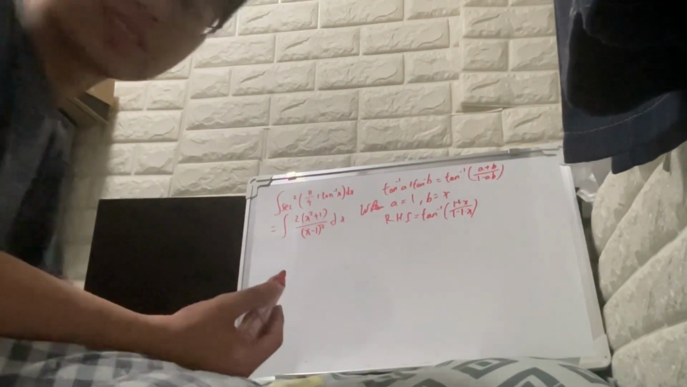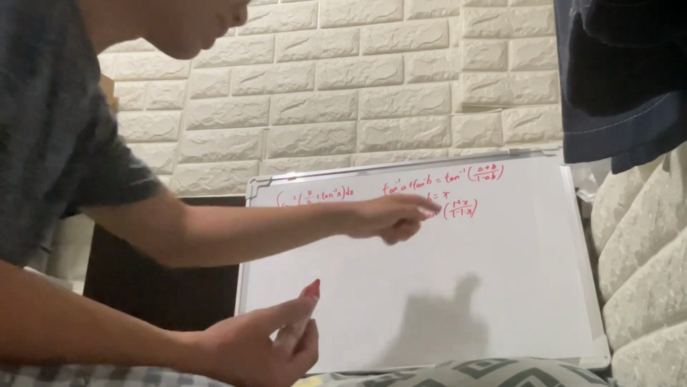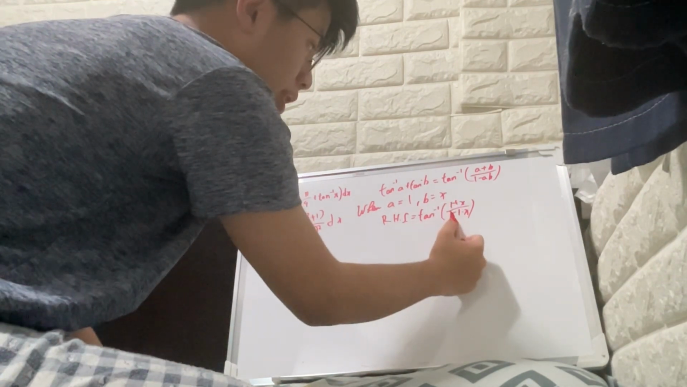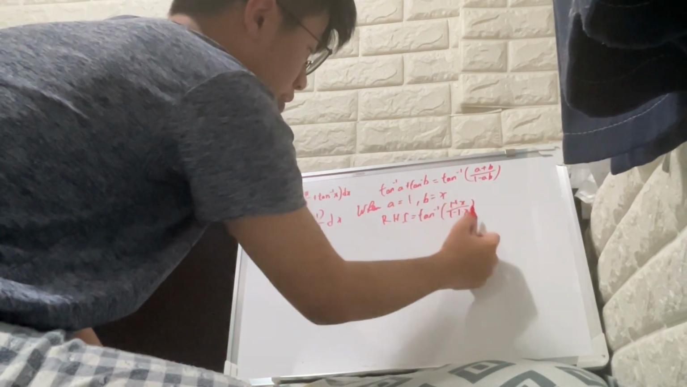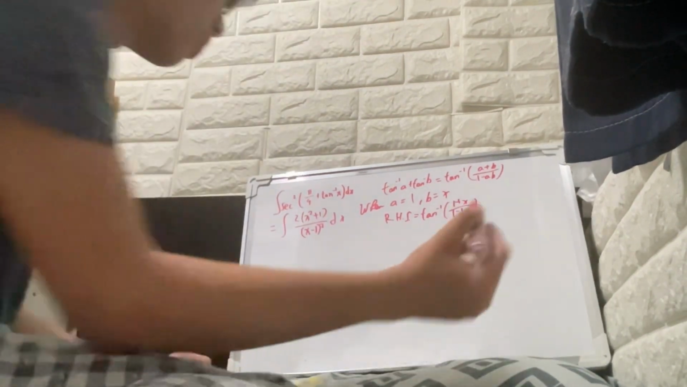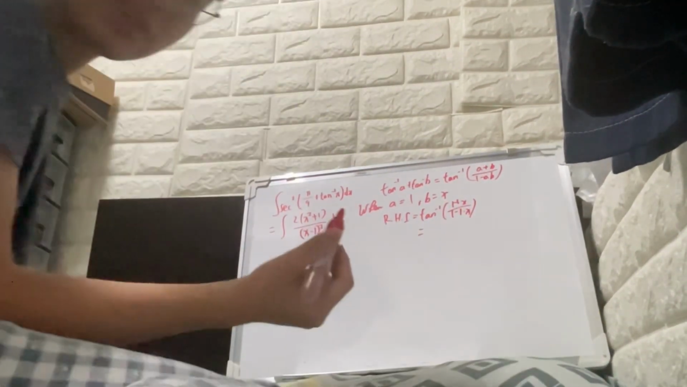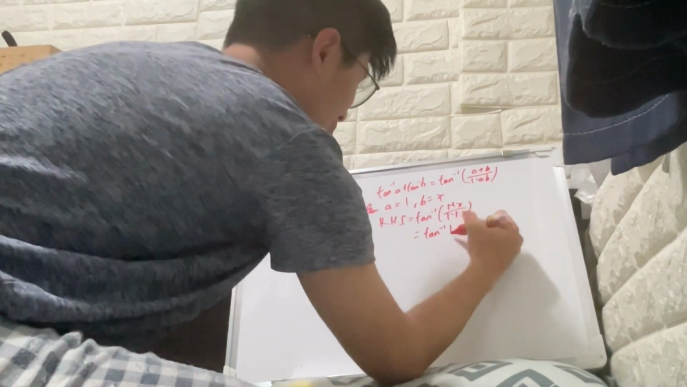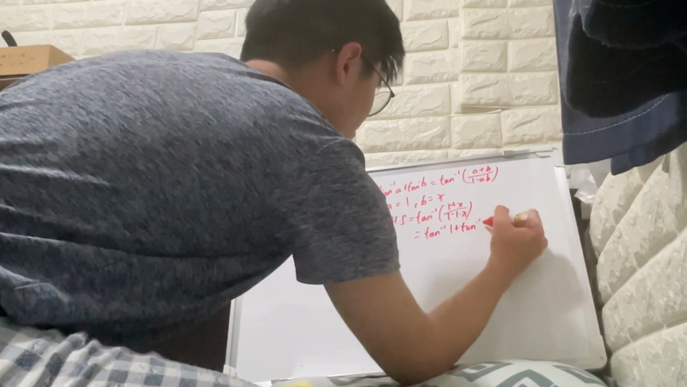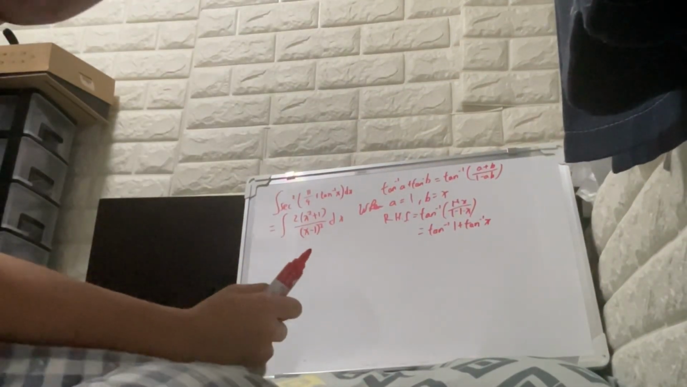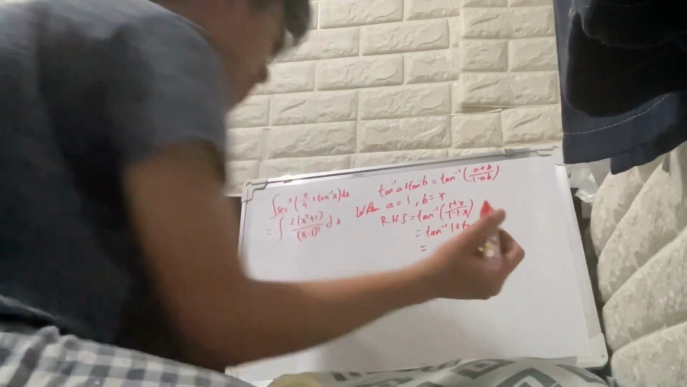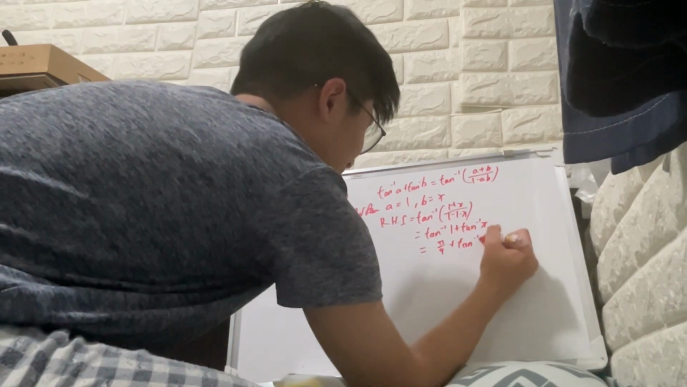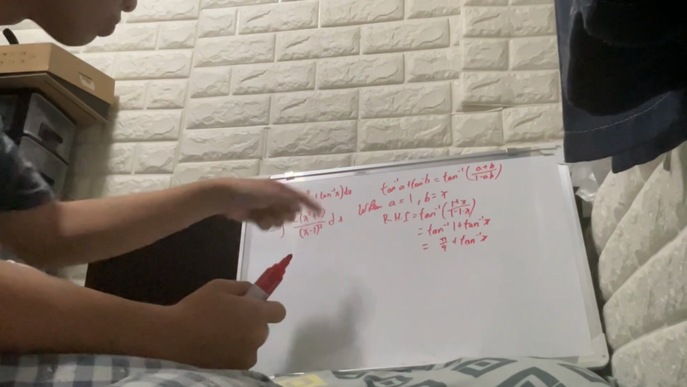And the fun part: this a matches the 1, and the x matches the b, so we can change the left side to inverse tangent of 1 plus inverse tangent of x. And finally, you get inverse tangent of 1, which is pi over 4, plus inverse tangent of x. You see, we almost did that.